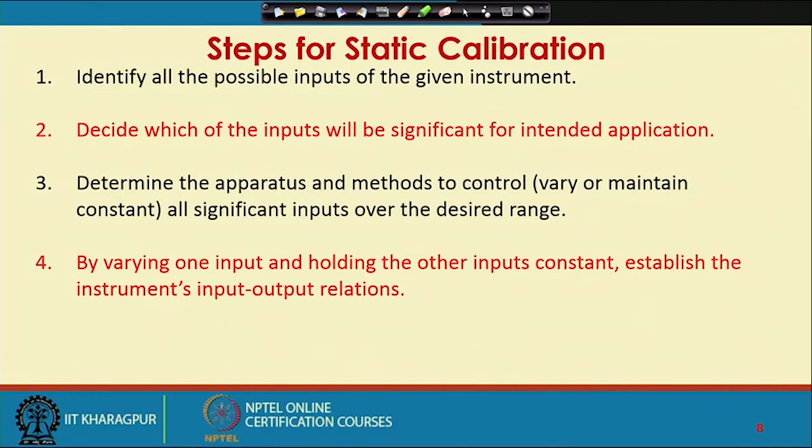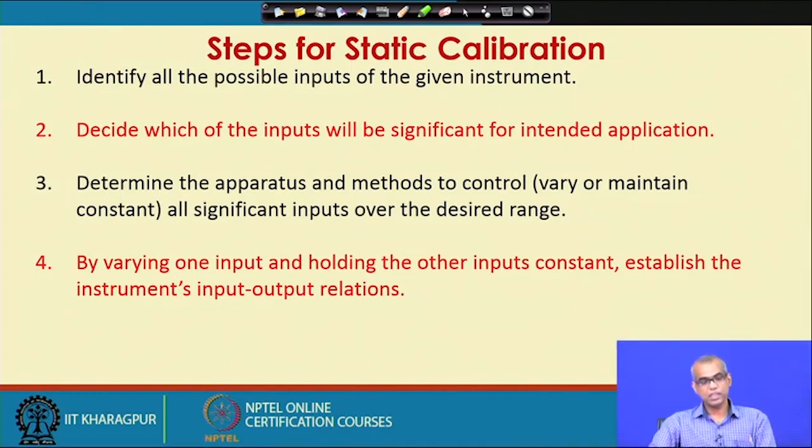By varying one input and holding the other inputs constant, establish the instrument's input-output relations. So, now we vary one input and hold all other inputs constant and then establish the instrument's input and output relations. This input-output relation can be an equation, it can be a graph which presents the relationship between input and output using a straight line or using a curve, we will see soon.